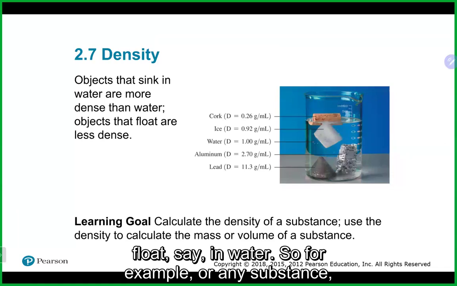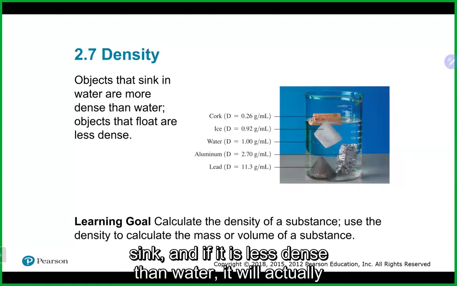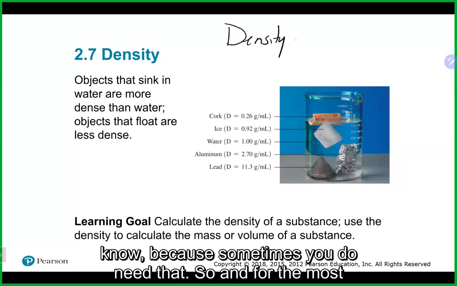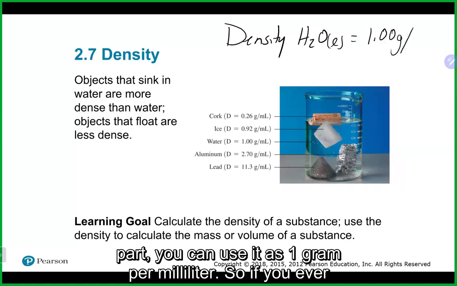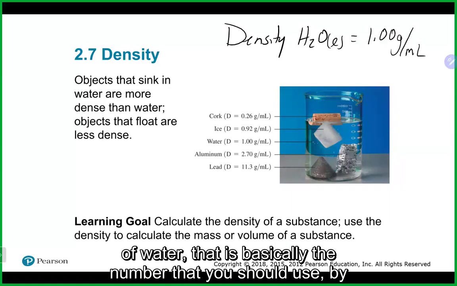For any substance really, if a substance is more dense than water, then it will sink. And if it is less dense than water, it will float. The density of liquid water is an important number to know because sometimes you do need that. For the most part, you can use it as 1 gram per milliliter. So if you ever find yourself in a problem where you need the density of water, that is the number you should use.